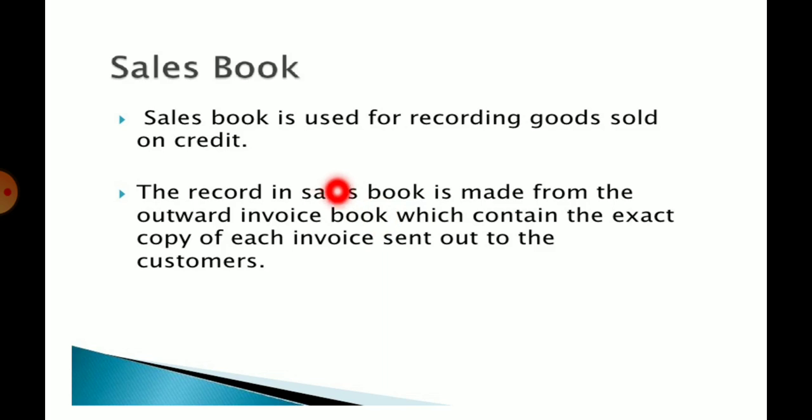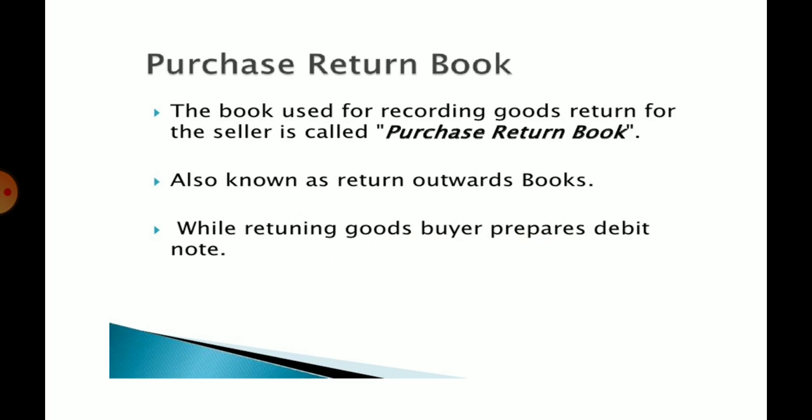Sales book. The sales book is used for recording goods sold on credit. The record in the sales book is made from the outward invoice book, which contains an exact copy of each invoice sent out to the customer.